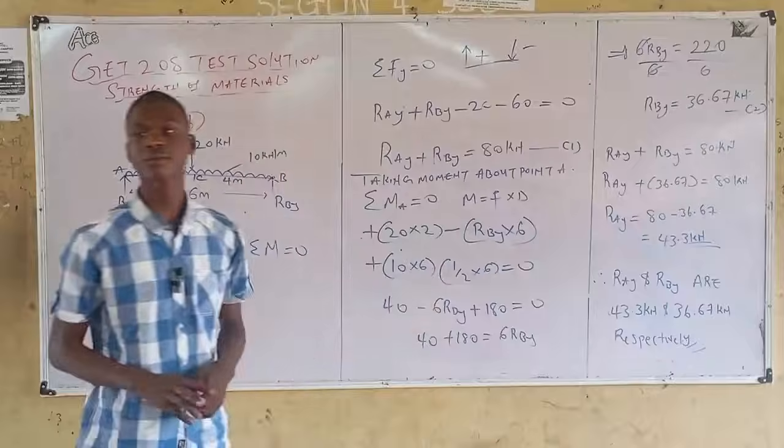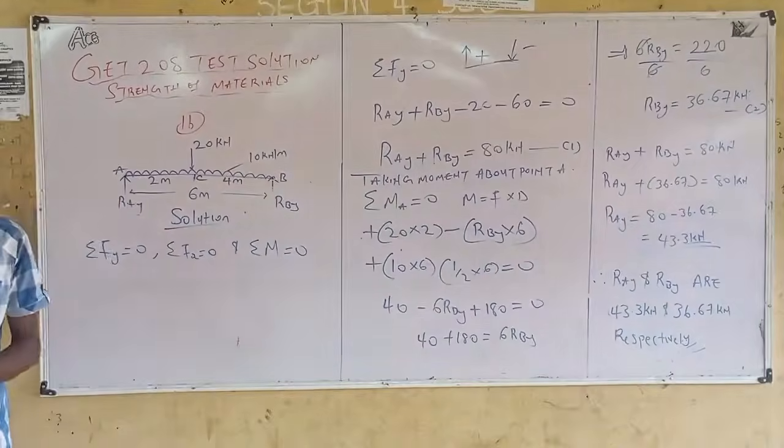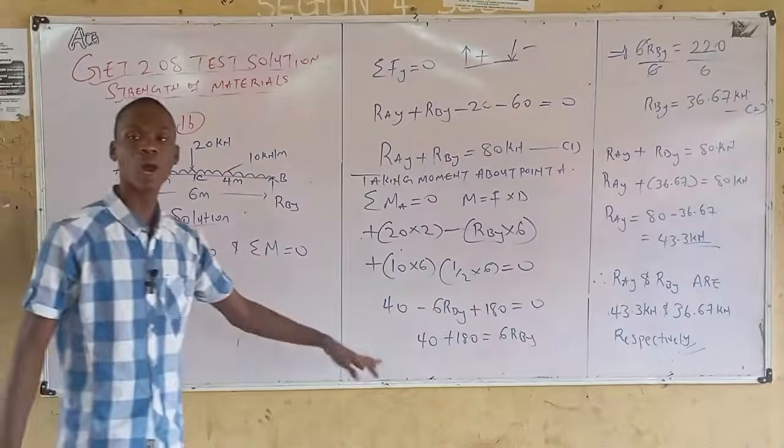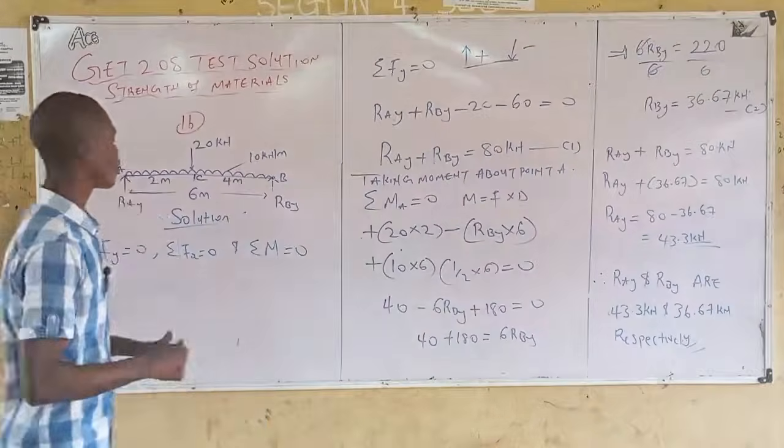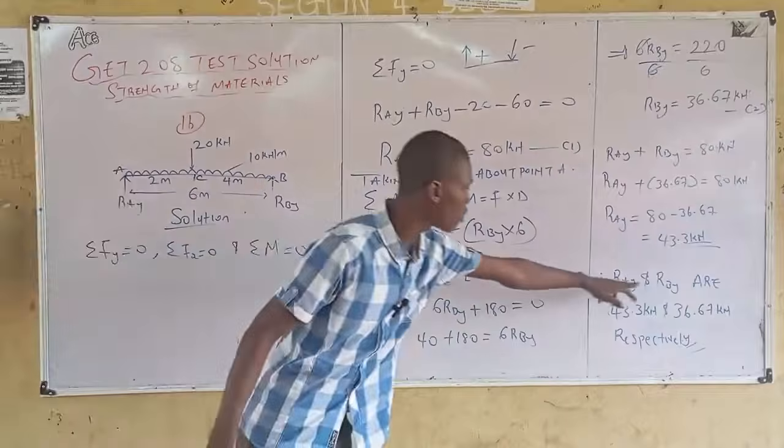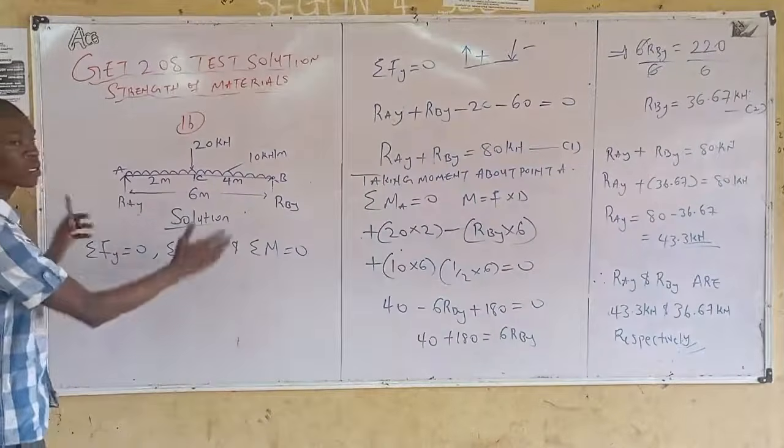And you are done. Any question? Any question on how we calculate RAY and RBY? No question. So once you already know those two values, come back to your diagram.